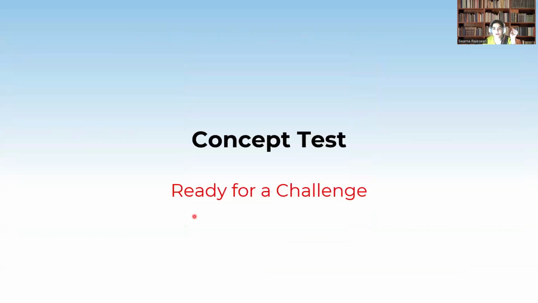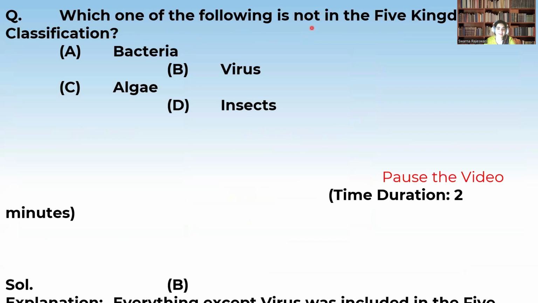So now let us take a small concept test. Which of the following is not in the five kingdom classification? Bacteria, algae, viruses, and insects. Children, see the question carefully. Which of the following is not in the five kingdom classification? If we see the options, bacteria, viruses, algae, or insects. In the five kingdom classification, we have not studied about the viruses. So the correct option will be B. It is not explained in the five kingdom classification.